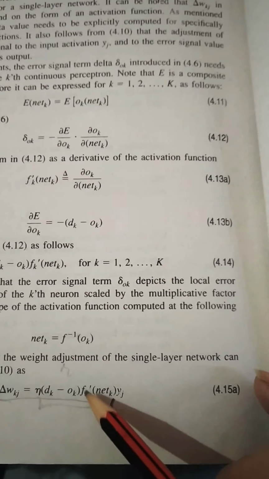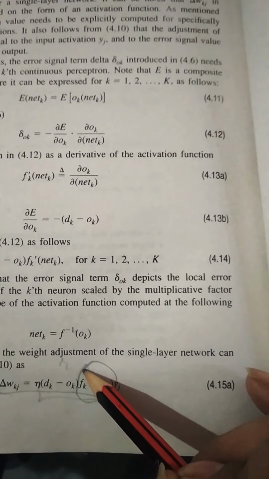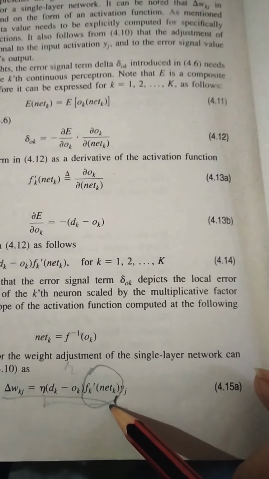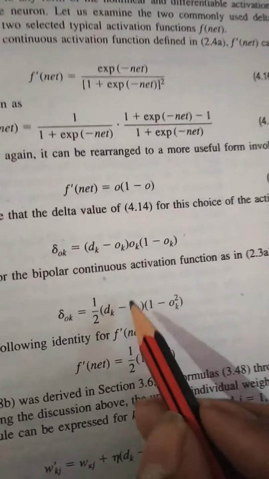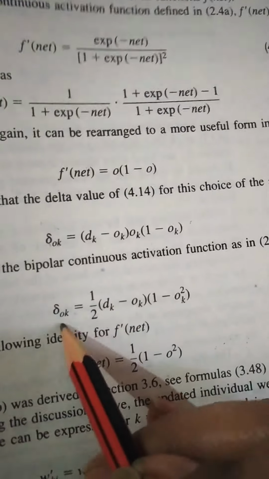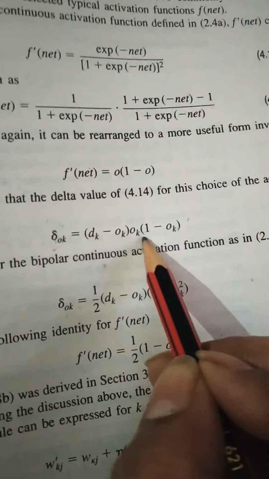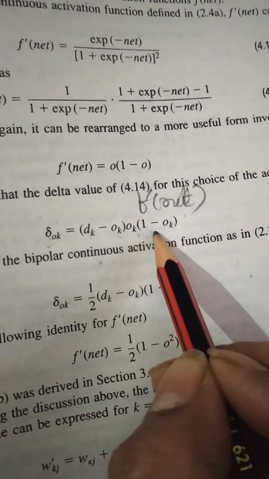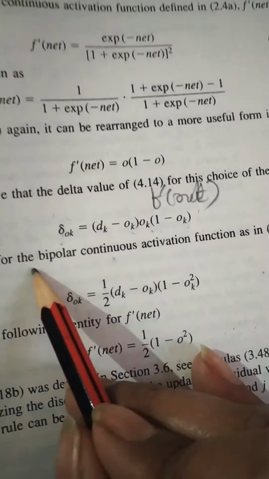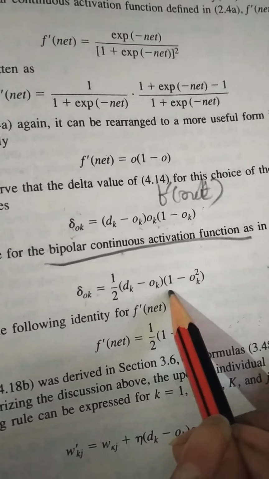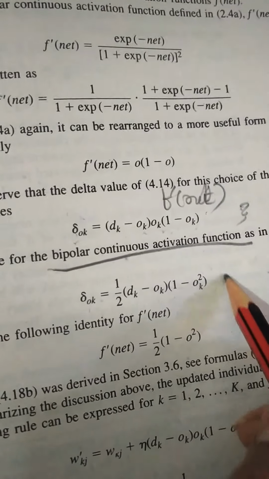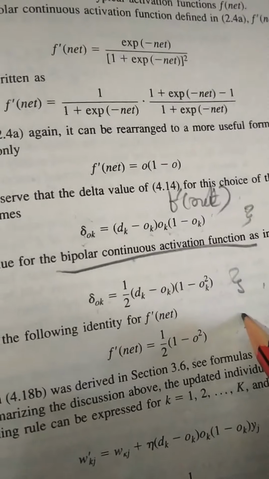Now with this we are having different values of f dash net k because we are having a simple continuous activation function and a bipolar continuous activation function. Using that too, we are having two different delta functions or error functions. The first error function: f dash net is represented by OK multiplied by 1 minus OK. And in case of bipolar continuous activation function, it is given by 1 minus OK square. So we are having two different derivations for the delta function.